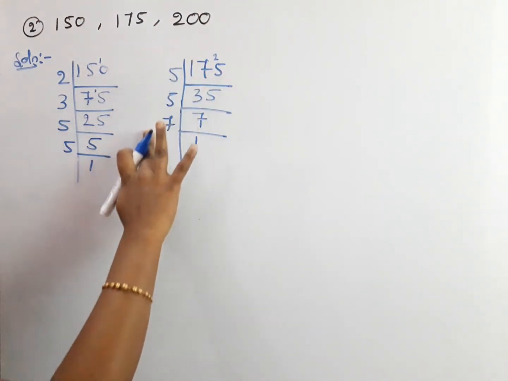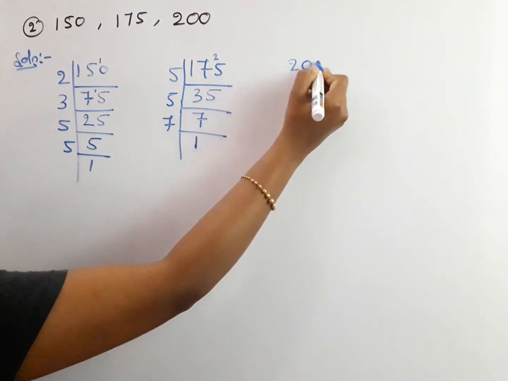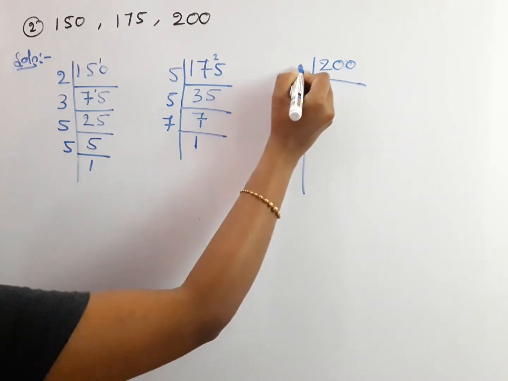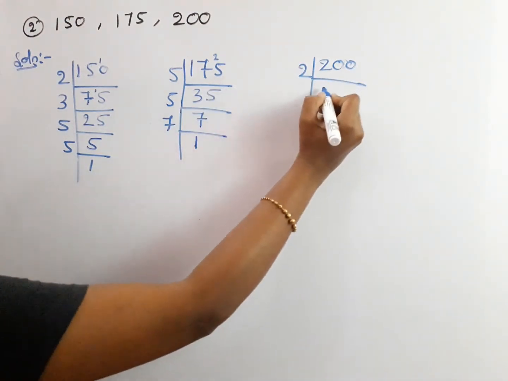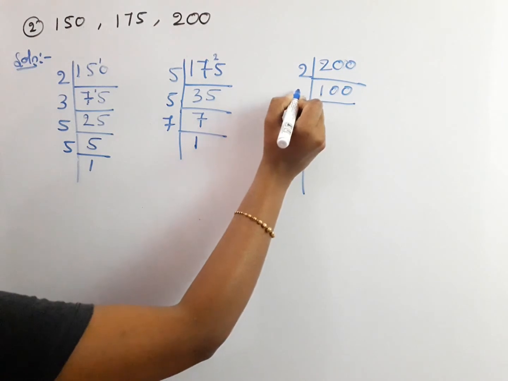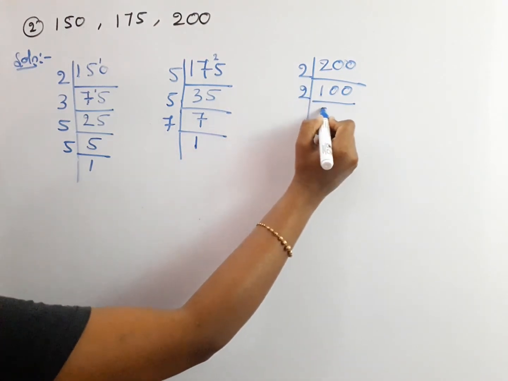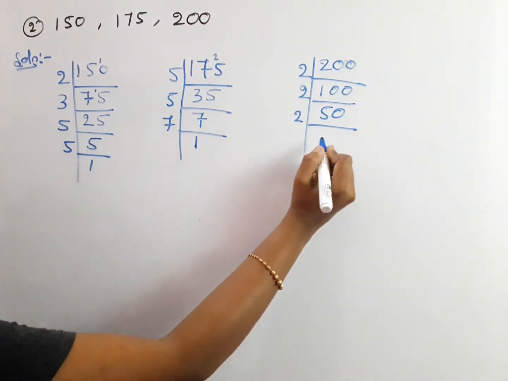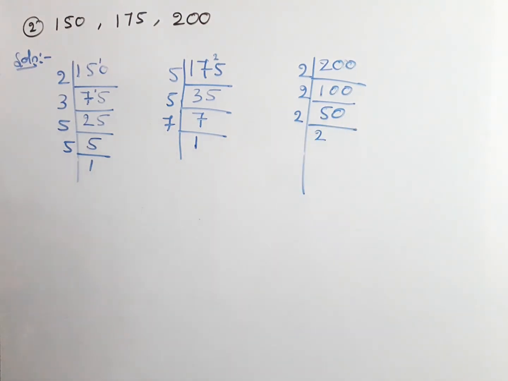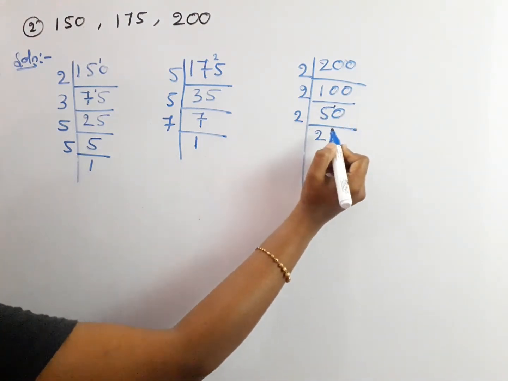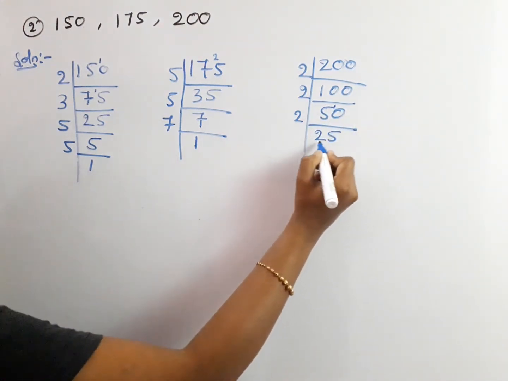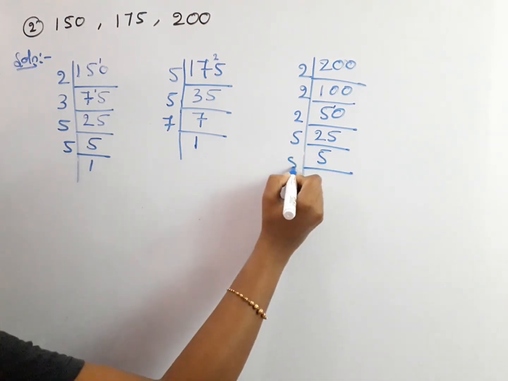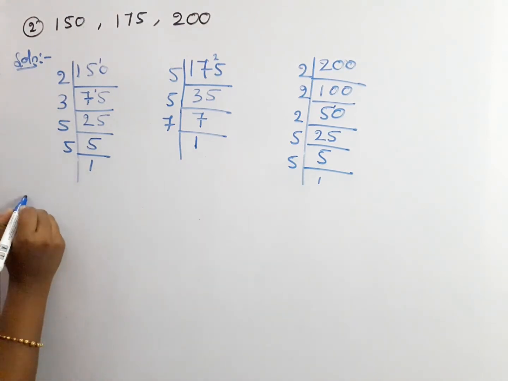So then next, 200. 2 1s are 2. Write 0 0. Then 2 5s are 10. Write 1 0. Then 2 2s are 4. 5 minus 4 is equal to 1. So 1 is the carryover. It becomes 10. 2 5s are 10. Then 5 5s are 25. Then 5 1s are 5.